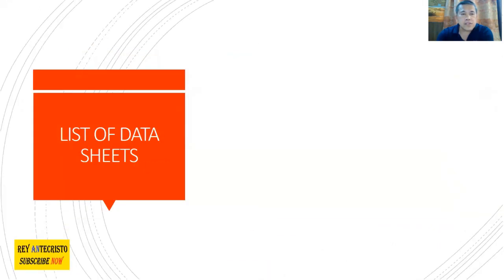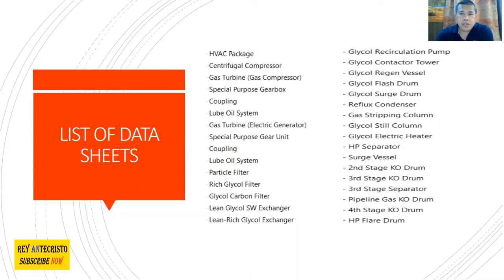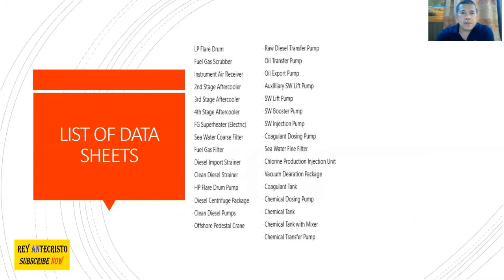So this is the list of data sheets. You can see our data sheets composed of an HVAC package, centrifugal compressor, lube oil, coupling, and glycol carbon filter. This is all mechanical. And we have also separator, knockout drum, and pipeline gas knockout drum. And we have another flare drum, and then after cooler, seawater coarse filter, diesel pumps, oil transfer pump, sump pump, booster pump.